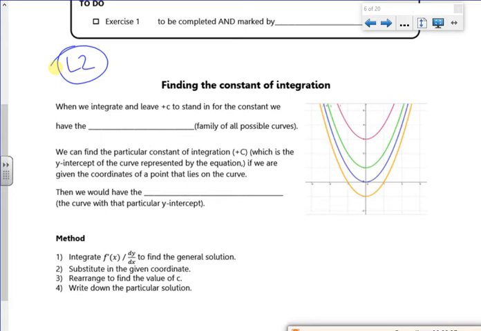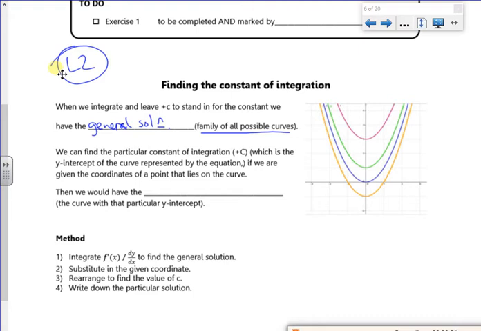Now this is called a general solution. You won't come across that term until the end of your second year, but it's a general solution. It's a family of all possible curves, they call it. I just call it a Pringle tube of millions of potential curves stacked on top of each other.